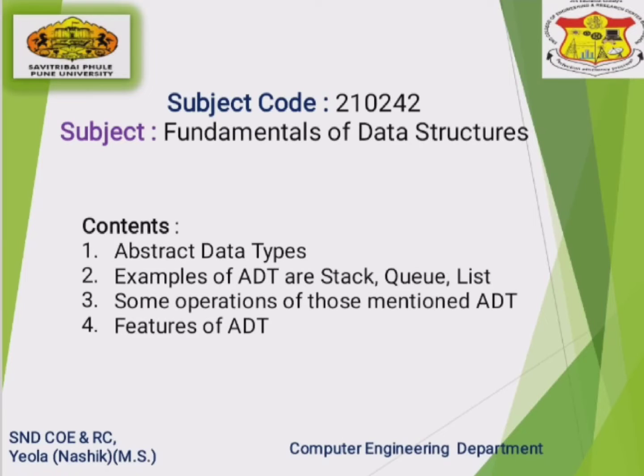In today's session, I will discuss the fundamentals of data structure. We will discuss the following content. First is abstract data type. Second, examples of abstract data type are stack, queue and list. Third, operations of abstract data type. And fourth, features of abstract data type. So let's start the session.